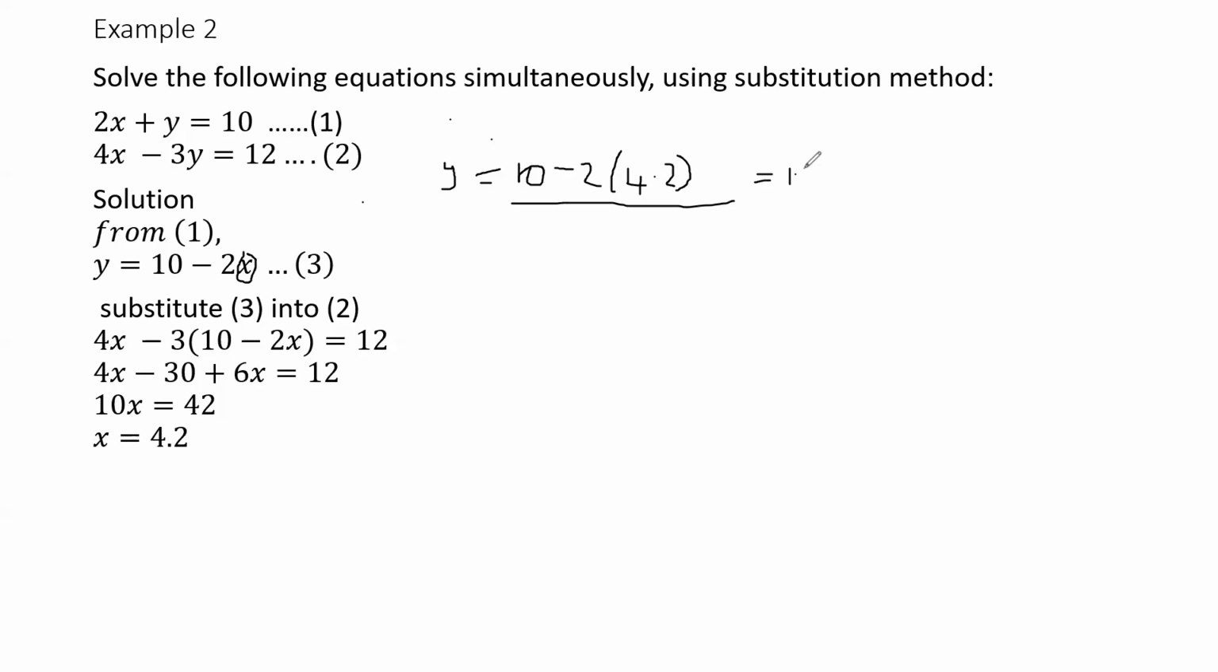Okay. So that's the substitution method. So we have done elimination, we have done substitution. Any question? No question for me. Okay. Let's move on to the next one.